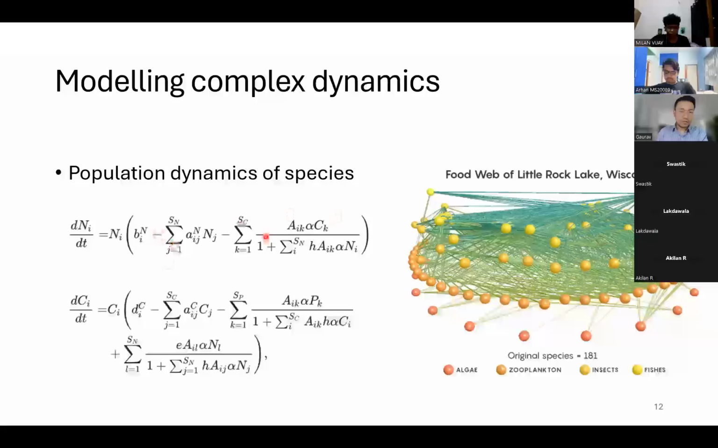What the parameters here denote is: B_i is basically the intrinsic growth rate. These are the competition coefficients, a_ij, let's say species competing with each other. And this is basically across trophic levels, which is captured by this particular adjacency matrix of feeding interactions.